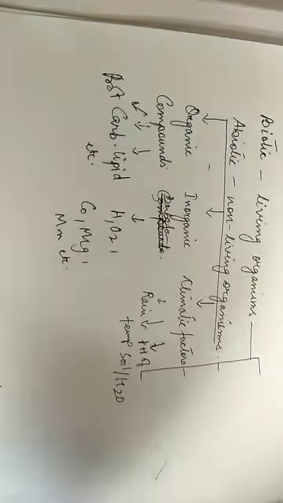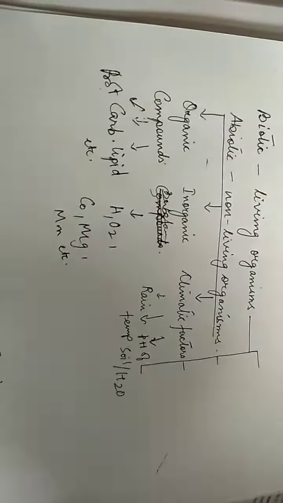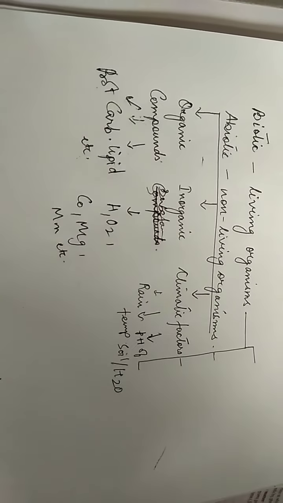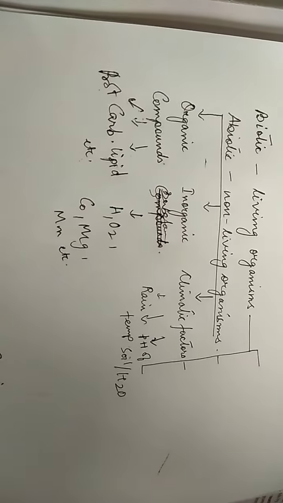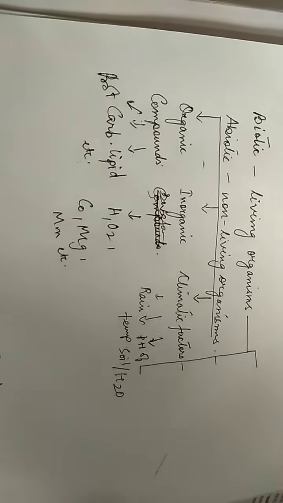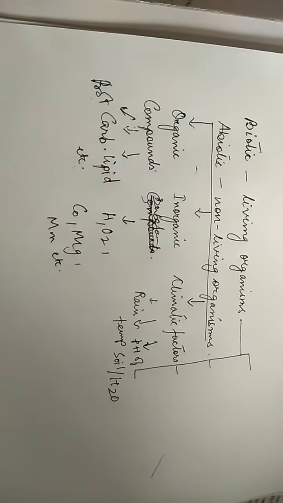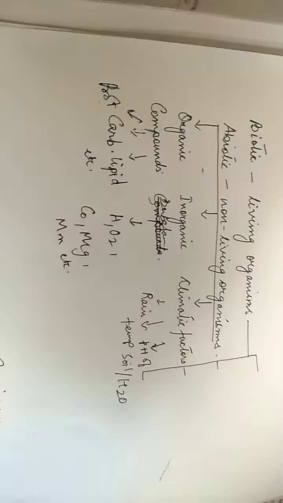Right? Okay. So hence, these are the basic components of any ecosystem, be it a terrestrial ecosystem or an aquatic ecosystem. Right? Okay. So next, we go for the functional unit of an ecosystem.